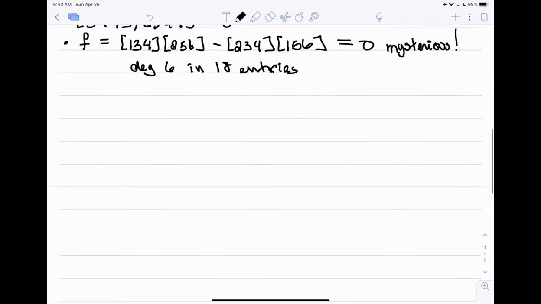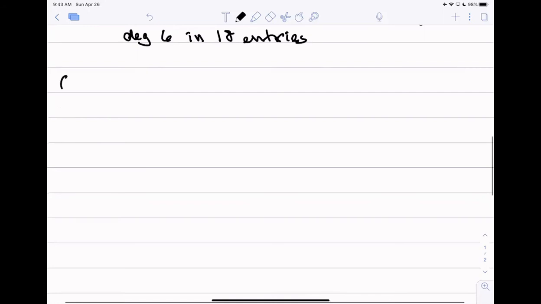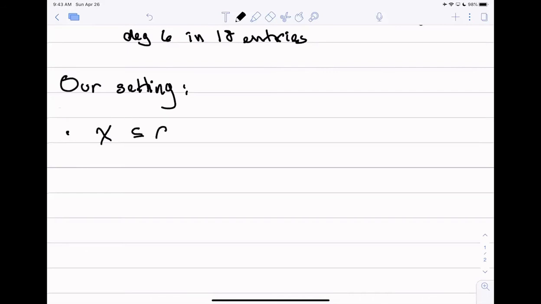So let's take a look now at our true setting. Where am I really living? So our setting for the rest of the talk. I want to let X be a linear subspace of C to the n, where the dimension of X is equal to k. And I'm going to associate matroids to subspaces instead of associating matroids to matrices.